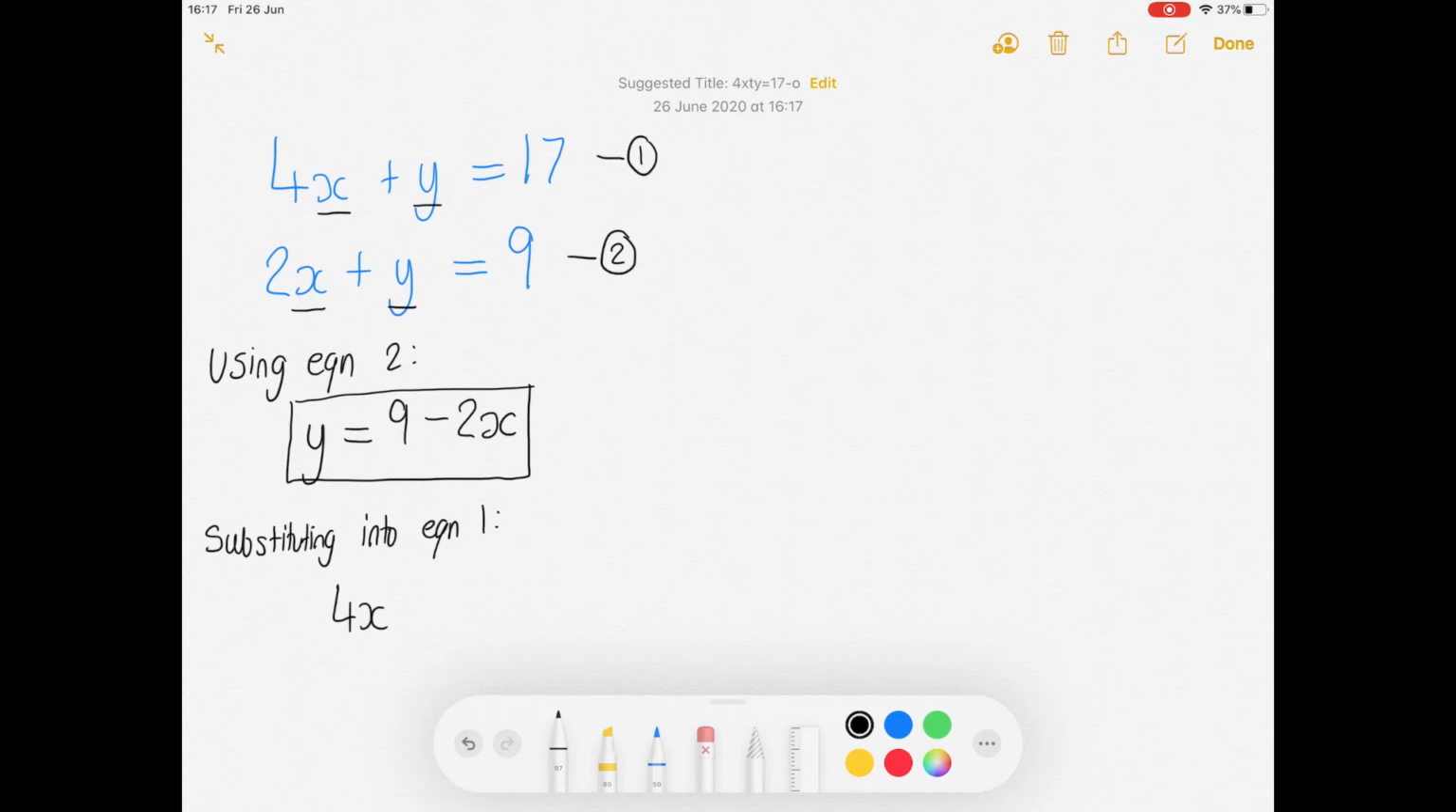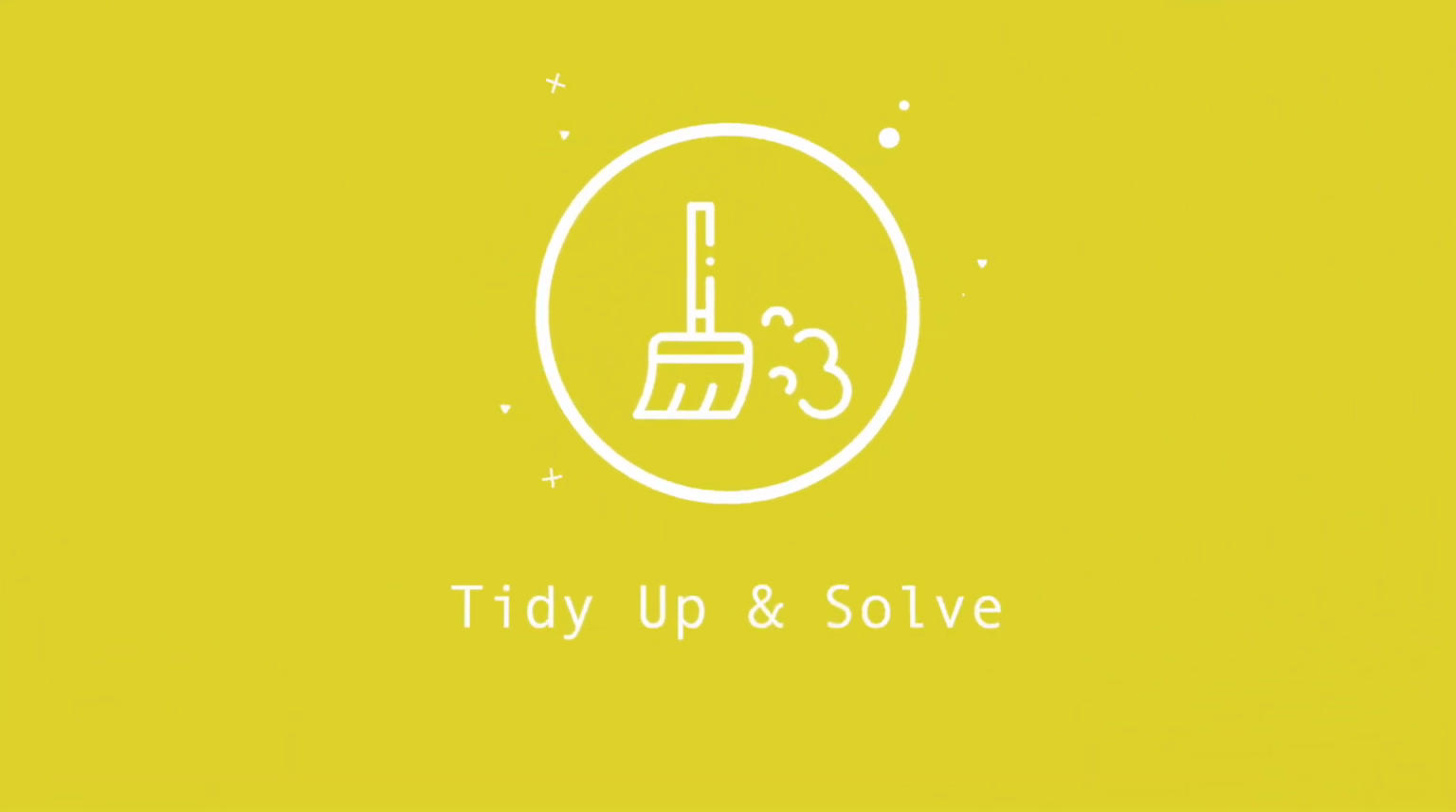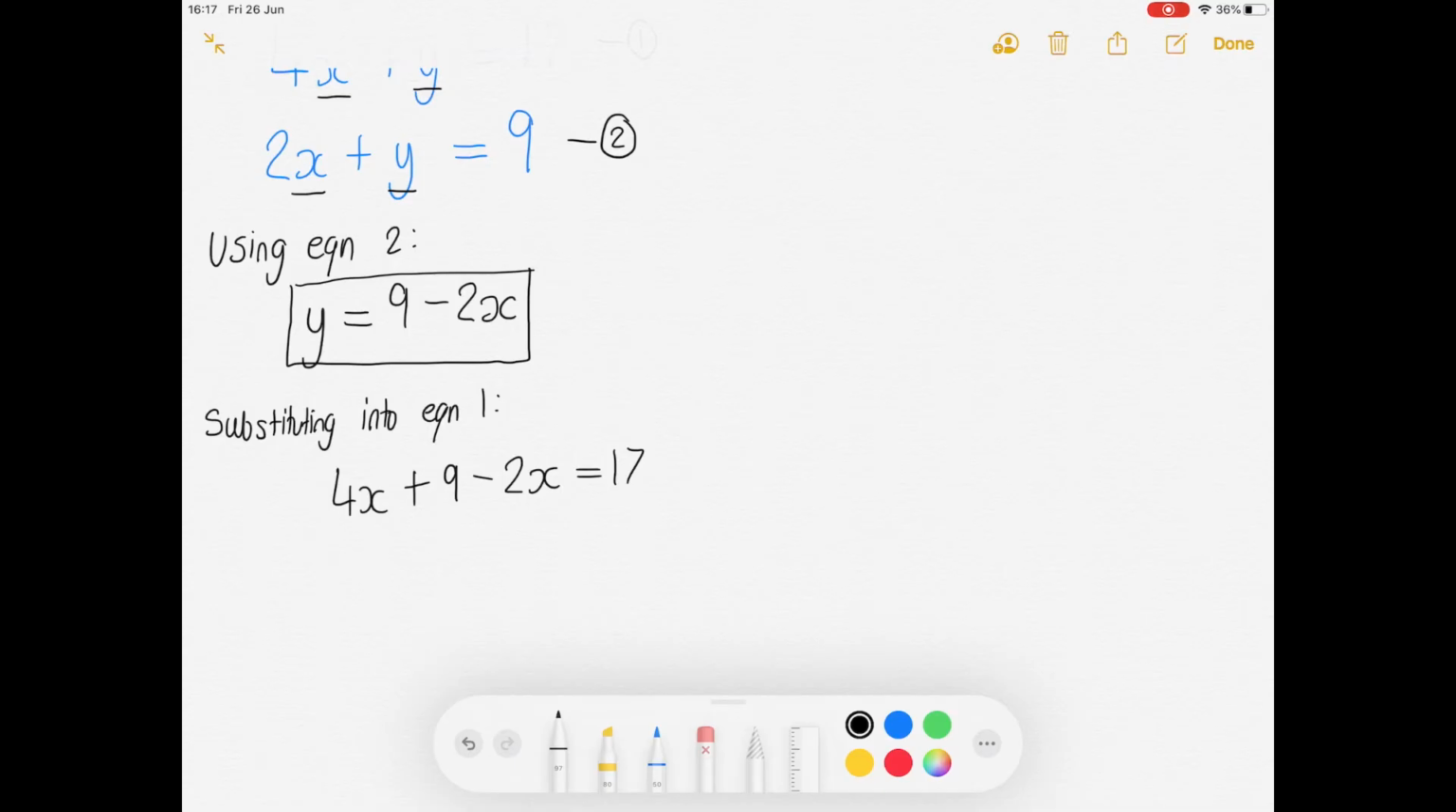So it's going to look something like this. 4x plus, oh look, that's a y. So instead of the y, I write 9 minus 2x equals 17. Now I've got this little equation here. It needs to be tidied up a little, because if we remember our basic rules of algebra, we need to group variables that are similar. So we've got 4x minus 2x, that's going to give us 2x, and then we've got a plus 9 equals 17. Now this looks like something that you've solved before.